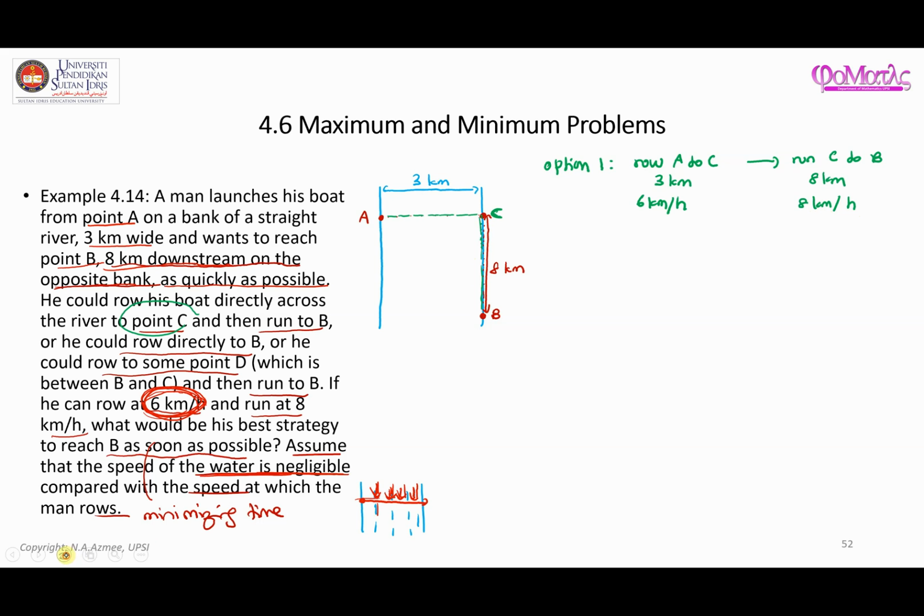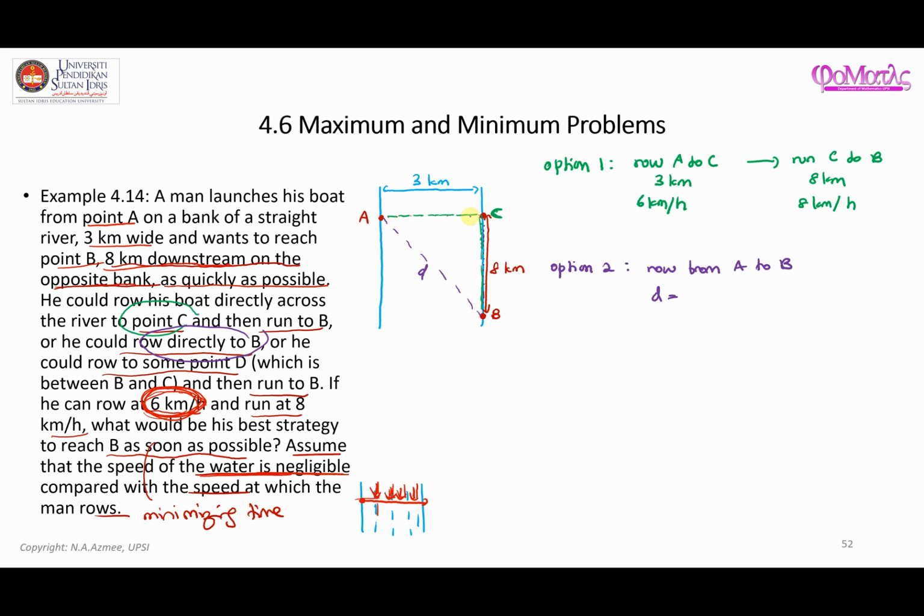So how about the second option? Option 2: he's going to row directly to B. So he's going to reach point B straight away by rowing. And so he's going to row from A to B. And the distance that he needs to cover, we don't know yet, but we can find out. So I'm just going to label that with D. D is a distance. The distance that he needs to cover can be found by using the Pythagoras theorem.